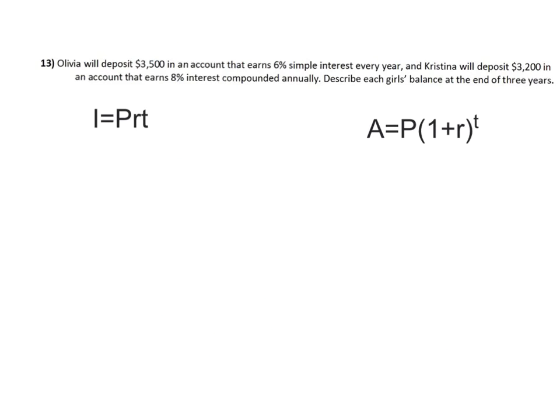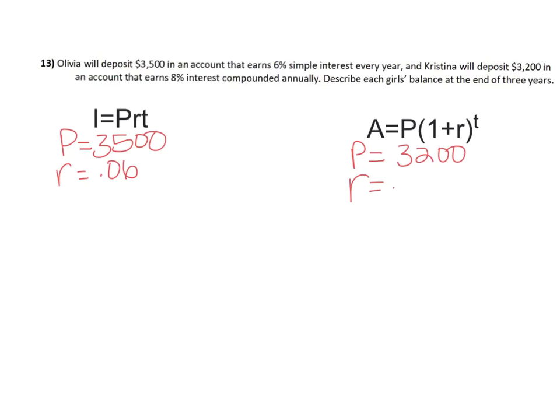Number 13. Olivia will deposit $3,500 in an account that earns 6% simple interest every year. So her principal is $3,500. Her rate is 0.06. And then Christina, her principal is $3,200. And her rate is 0.08. And then Olivia is simple interest and Christina is compound interest. So there's two different formulas there. Describe each girl's balance at the end of 3 years. So both of them, the time is 3 years.